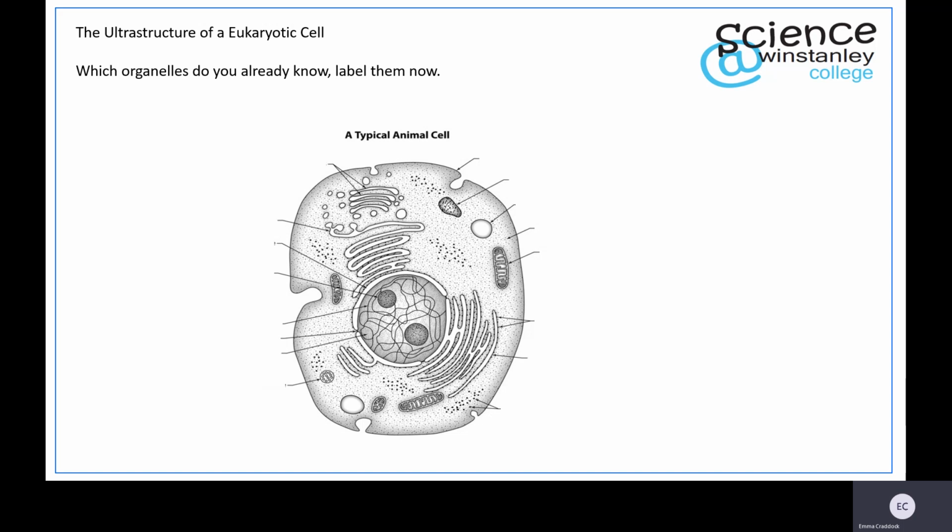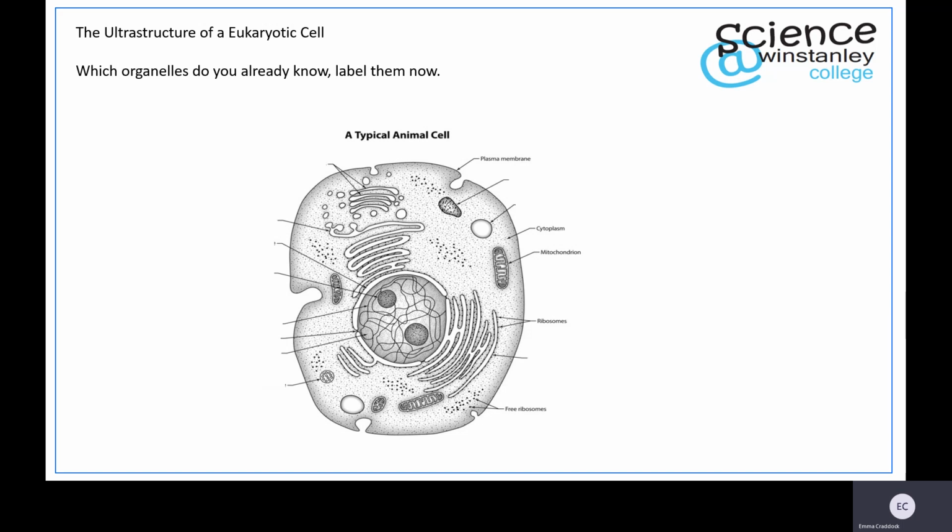So at A-level, you look at the ultrastructure of a eukaryotic cell. So which organelles do you already know? Have a look at the picture, pause the video, and see if you can label them now. Here are the ones that you probably could find, though the picture does look slightly different to what you're used to, so do not worry if you've missed a couple out.